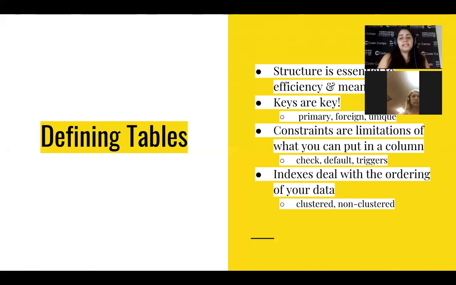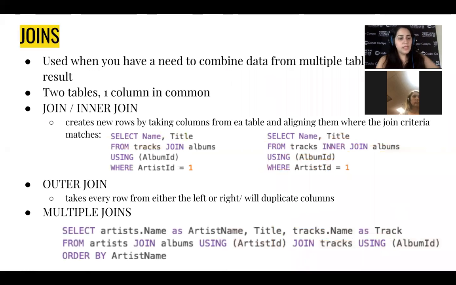Last thing, indexes deal with the ordering of your data. So indexing is key for organizing your information and pointing to certain information. Kind of like arrays and indexes. So the index of an array will give you the information that you need. It's just an ordering of your data. So those are the key essentials of creating a table. Next, we're going to go ahead and talk about joins.